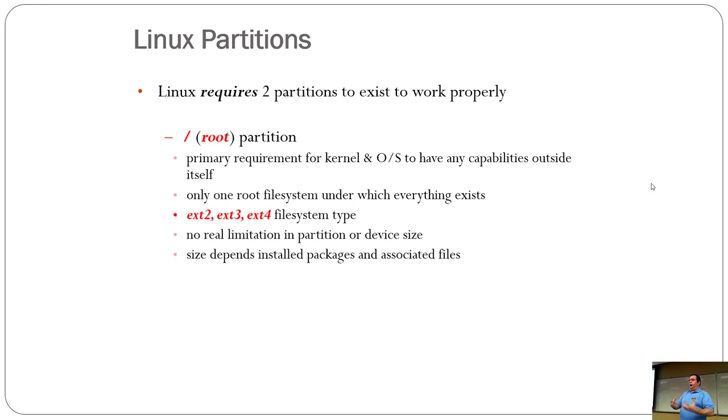There's only ever one root file system under Linux. You cannot have more than one root file system, because you can only have one root. Otherwise, how can you have two roots? At that point, you'd never have a bottom, so you still need to have a bottom somewhere. Normally, it's EXT2, 3, or 4, although there are other file systems for you to pick from.